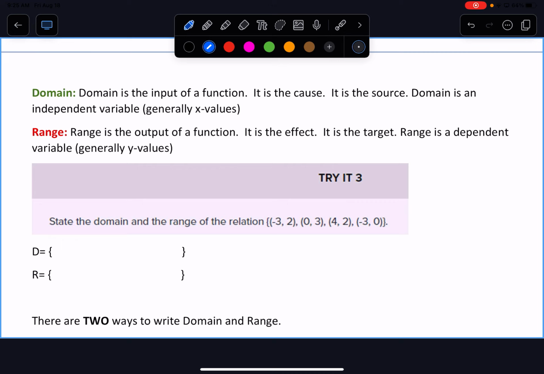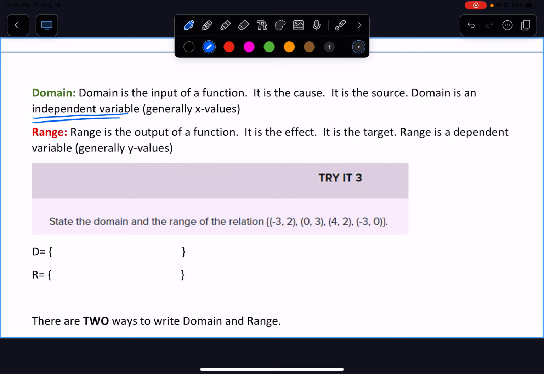Domain is considered an independent variable because you just start plugging stuff in. It doesn't matter what X you plug in. You're just plugging it in, and it has nothing to do with anything. So it's called an independent variable. So I would write that down. It's really not super important, but they could ask on the test, which is the independent variable? Which is the dependent variable?